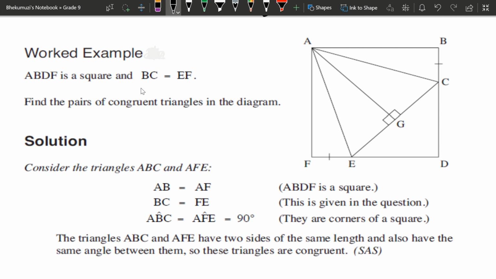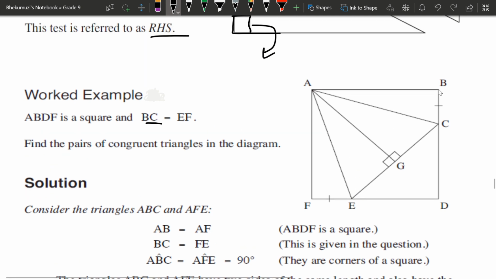Okay, so here's a worked example. With the worked example here, we have ABDF is a square, right? ABDF is a square, and then they also tell us that BC, so where is BC? So BC is equal to FE, right? And then they say find the pairs of congruent triangles in the diagram.